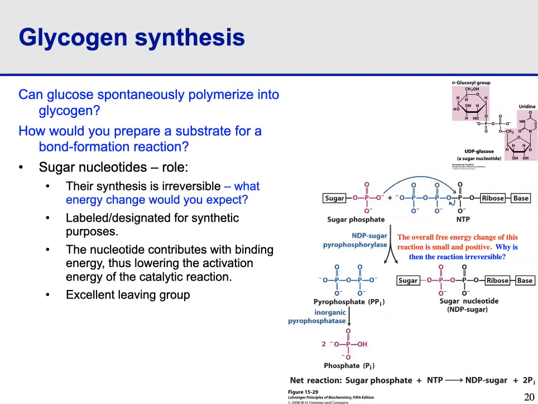Now let's talk about glycogen synthesis. The first question I want to ask you is, can glucose spontaneously polymerize into glycogen? And you're probably going to tell me, no. Everybody knows that if you just take glucose and mix it together, it's not going to become glycogen. The question is, why? Why do you think it will not spontaneously polymerize? The answer is, because it's perfectly fine by itself.